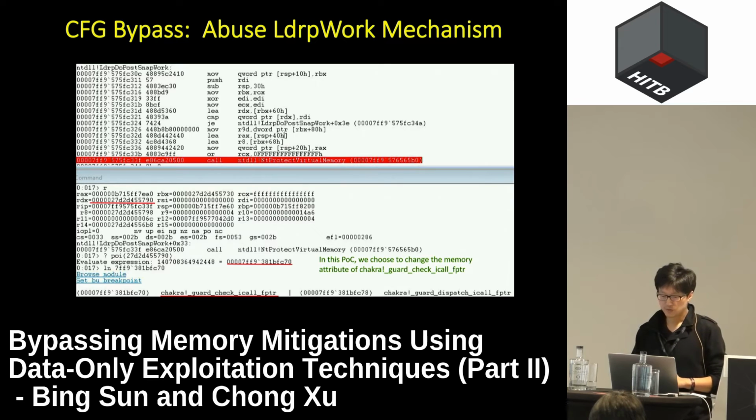The memory attribute change occurs in this internal function, DoPostSnapWork. In this particular POC, we choose to change the memory attribute of Chakra's import table, and this address is specified in the LdrpWork structure.